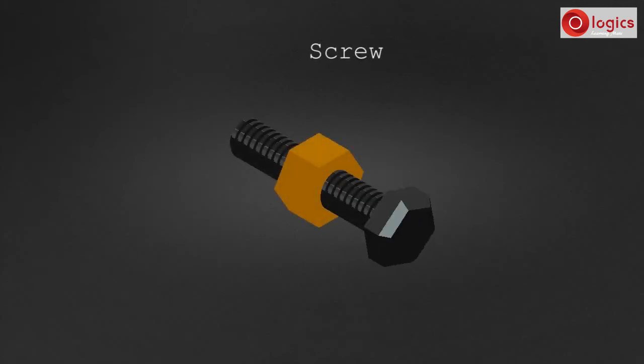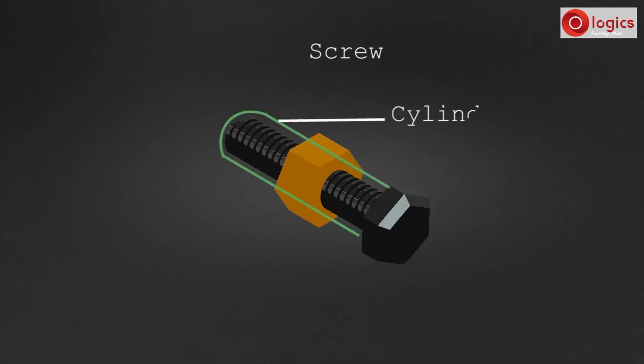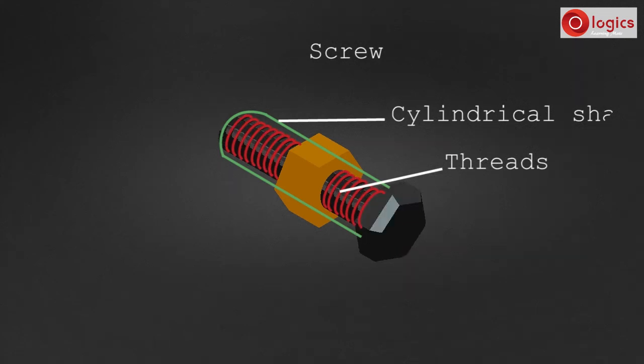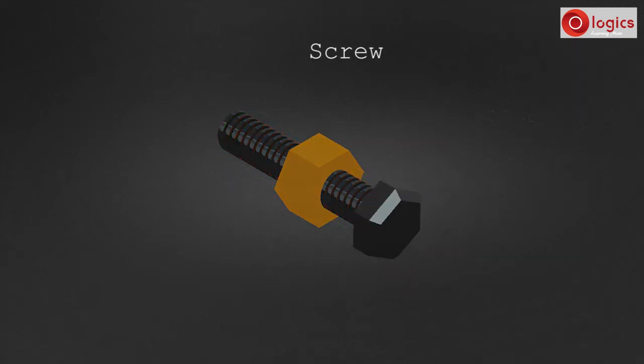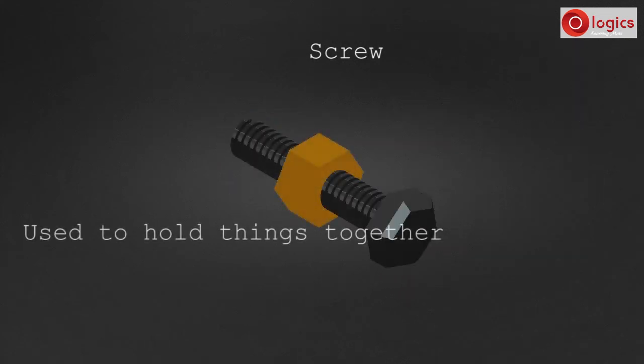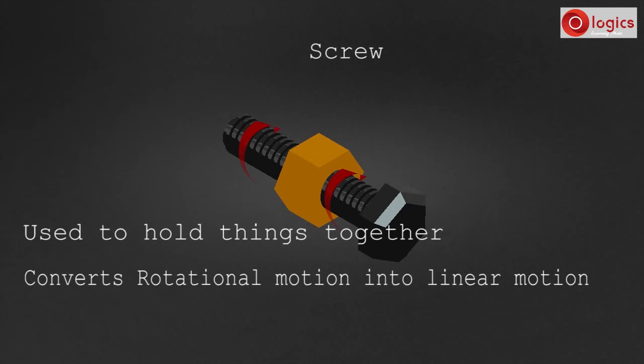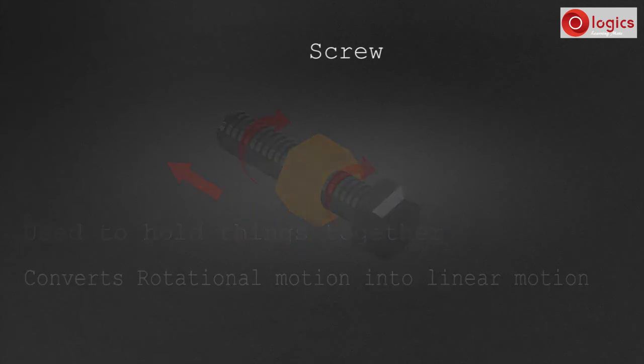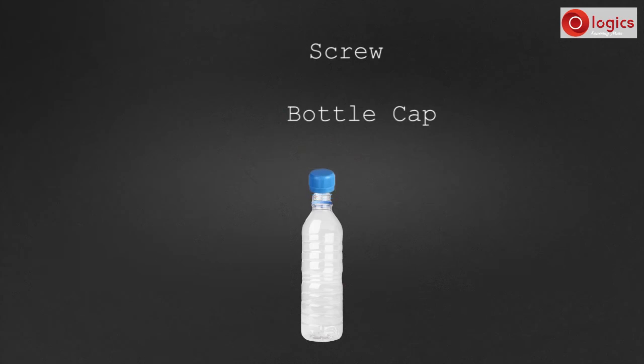Let's understand about screw. The common form of a screw consists of a cylindrical shaft with threads around the outside. And screws are used to hold things together. A screw converts rotational motion into linear motion. A bottle cap is also another example of a screw.